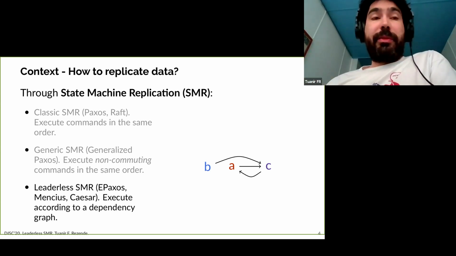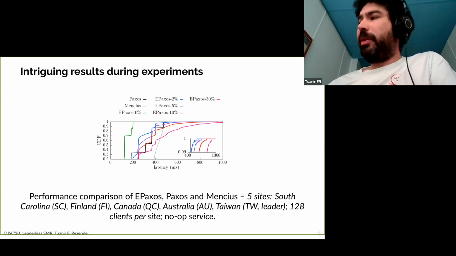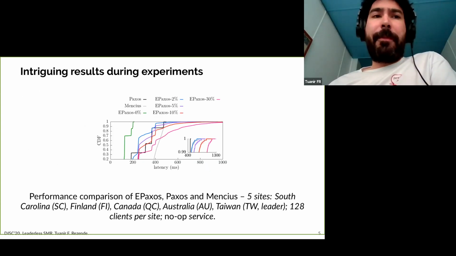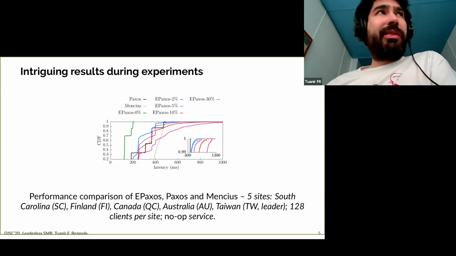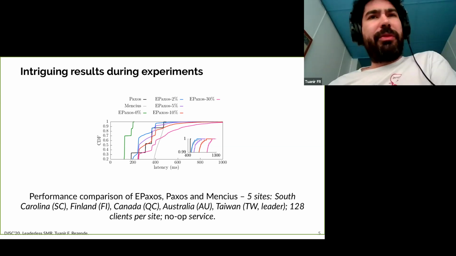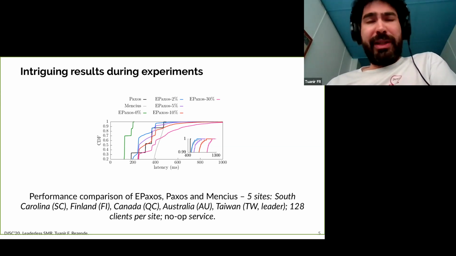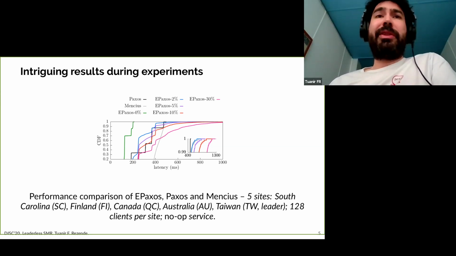So what is the problem? This should be a top approach. It should be all very nice, but we ran some experiments and we had some intriguing results. We ran an experiment increasing the conflict rate for different protocols like ePaxos and Mencius, which are very well-known leaderless protocols, and the leader-driven Paxos. Two intriguing observations could be made. I plotted the cumulative distribution function here, which is what we can see in the picture.